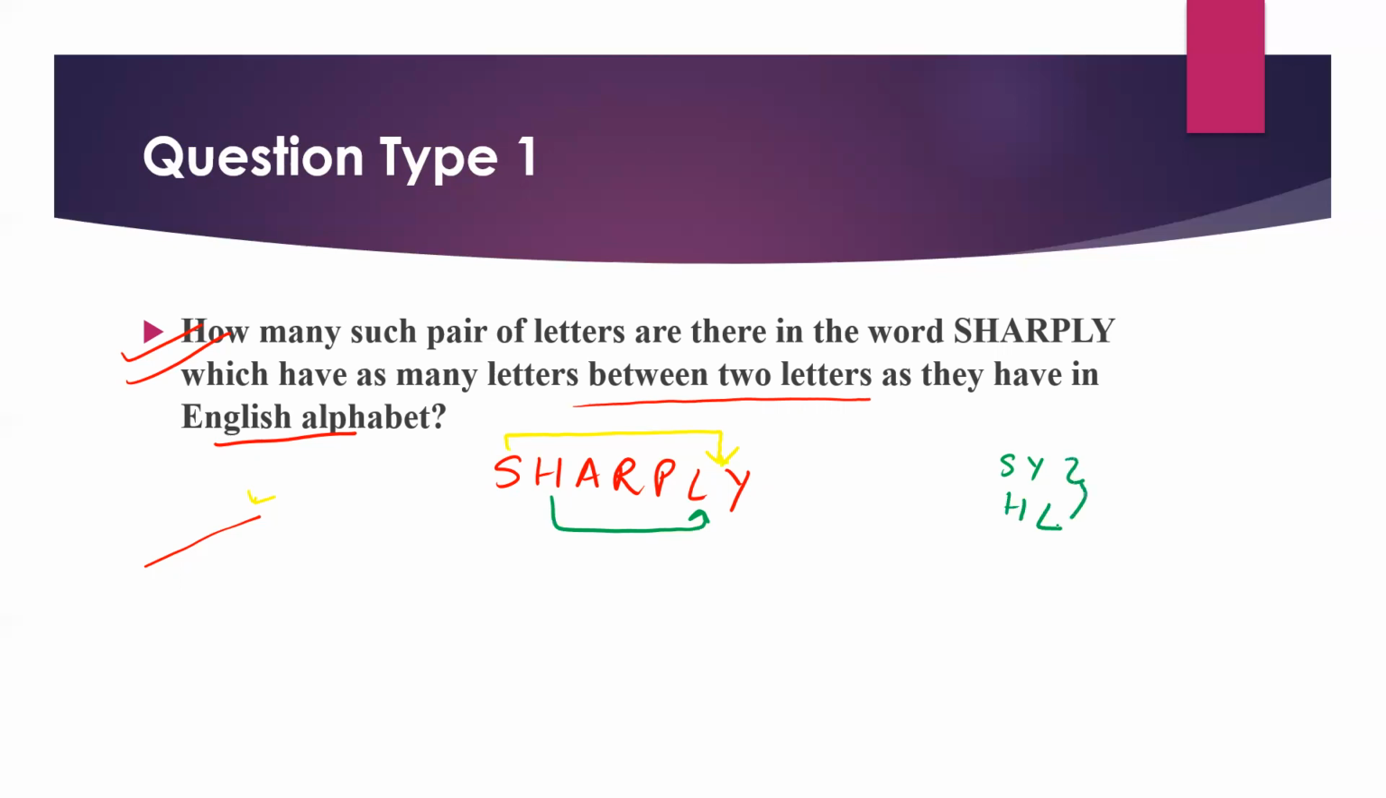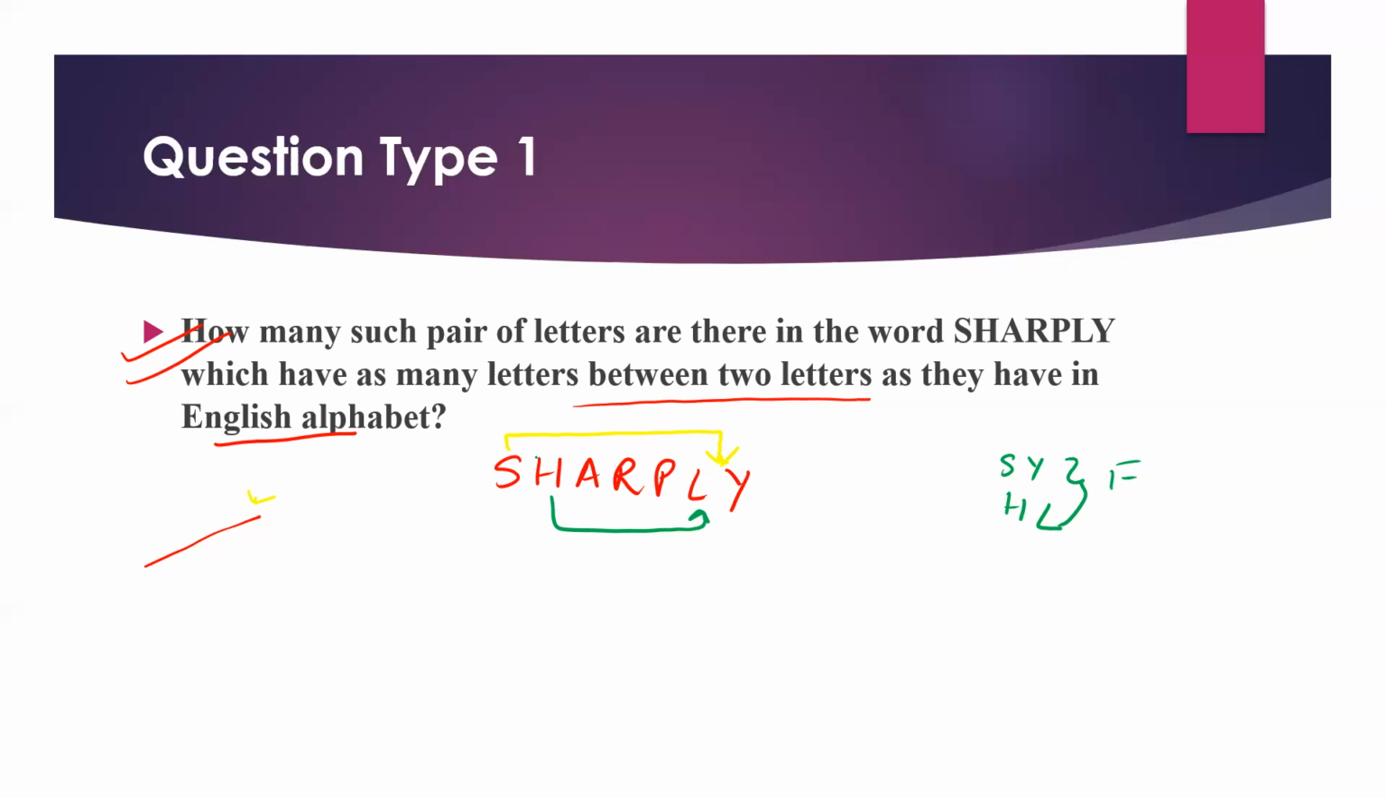These two are from the forward side. Now we will count from backward. This is from forward. Y, Z, A, B, C, D, E, no pair. L, M, N, O, P, Q. P, Q, R, S, T. We are not getting anything. A, B, C, H, I. So we are getting only two pairs, which are forward pairs, that is S and Y, and H and L.